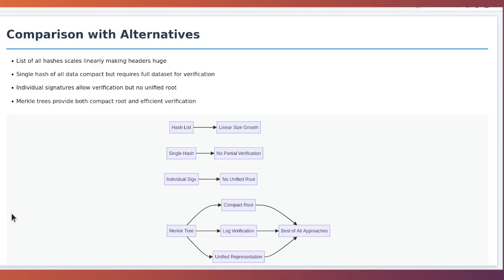You cannot efficiently prove that your block is part of a specific larger dataset. Merkle trees combine the best aspects of all these approaches. You get a single compact root hash representing all data, yet you can efficiently prove that any specific data block is included in the set. The logarithmic scaling of proof size is the key advantage that alternatives lack. This is why Merkle trees appear not just in blockchain, but in distributed file systems, version control systems, and databases. They are simply the best known solution for efficient, verifiable data summarization.